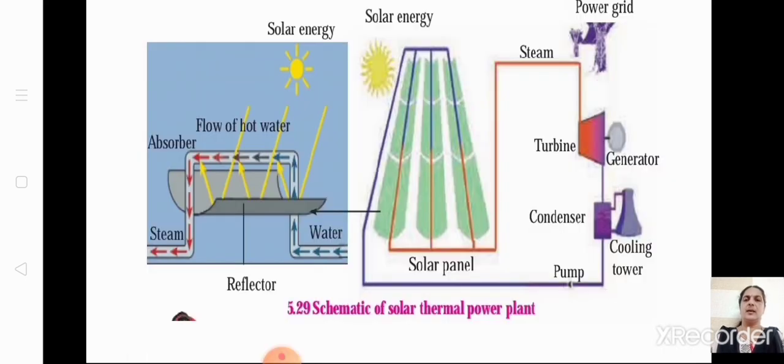You can see the diagram of it. You can see the reflectors, absorbers. They will absorb the solar energy, and you can see the water that is boiled and converted into steam. That steam rotates the turbine, and that is connected to the generator to produce electricity. Hope this lesson is clear for you children.